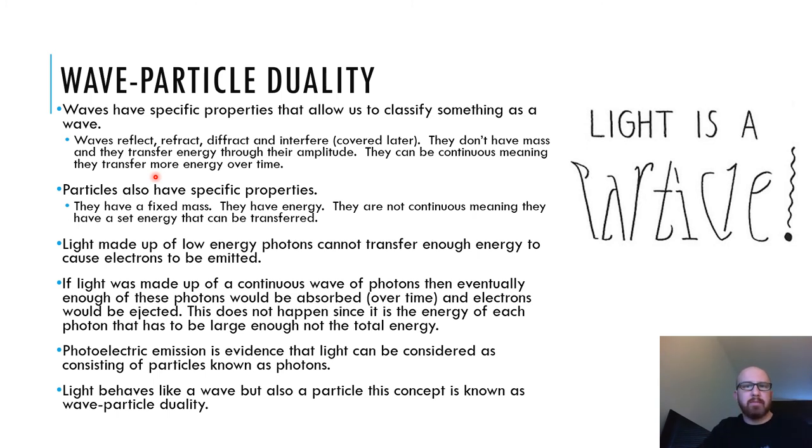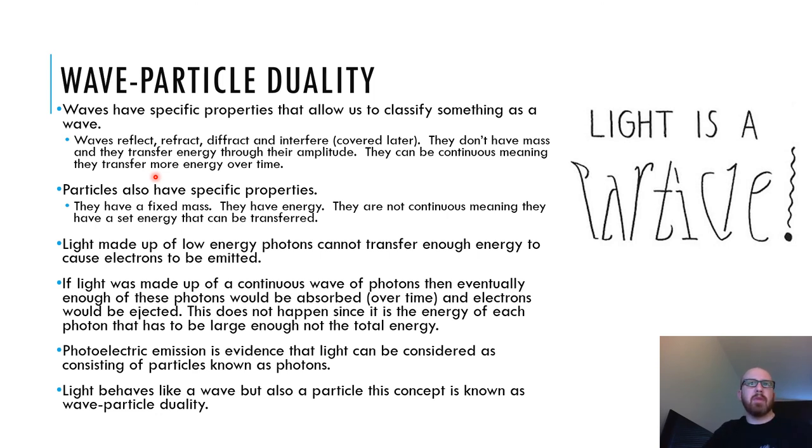Now that poses the question, is light a wave? Is a photon a wave? And the answer is, well, it can't be just a wave. It must be a particle as well. But it does reflect, it does refract, it does diffract, it does interfere. So it has what's called wave-particle duality. It has the properties of a wave and some of the properties of a particle. So a photon, a light wave, or a light particle, if you like, has wave-particle duality.